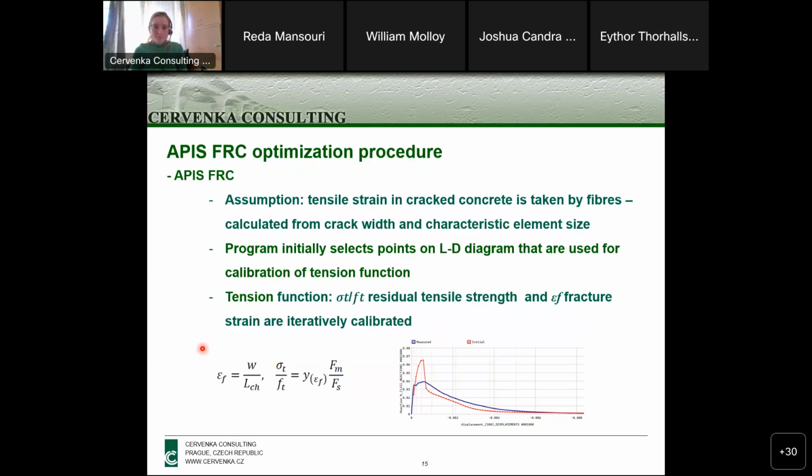And when you run the program, it works with initially selected points on the LD diagram that are used for the calibration of the tension function. And as I mentioned before, the tension function is specified also in here, that it's like residual strength with the fracture strain. And this tension function is the main thing that is calibrated during this iteration process.